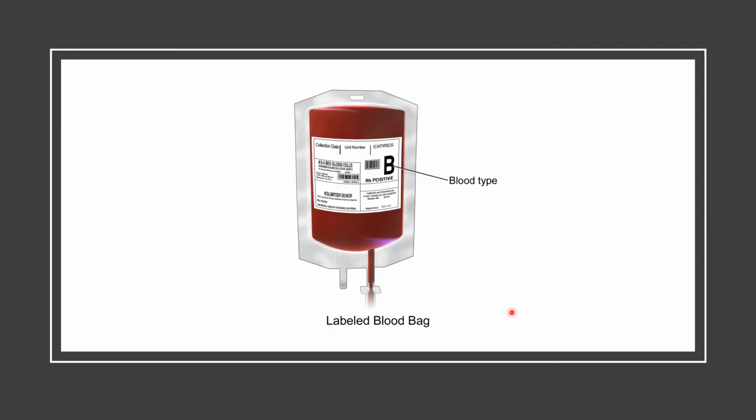And this is what that would look like if it came back to us. You can see here it just says red blood cells, and this is a B positive type. And we can see here that it was a volunteer donor that gave it.